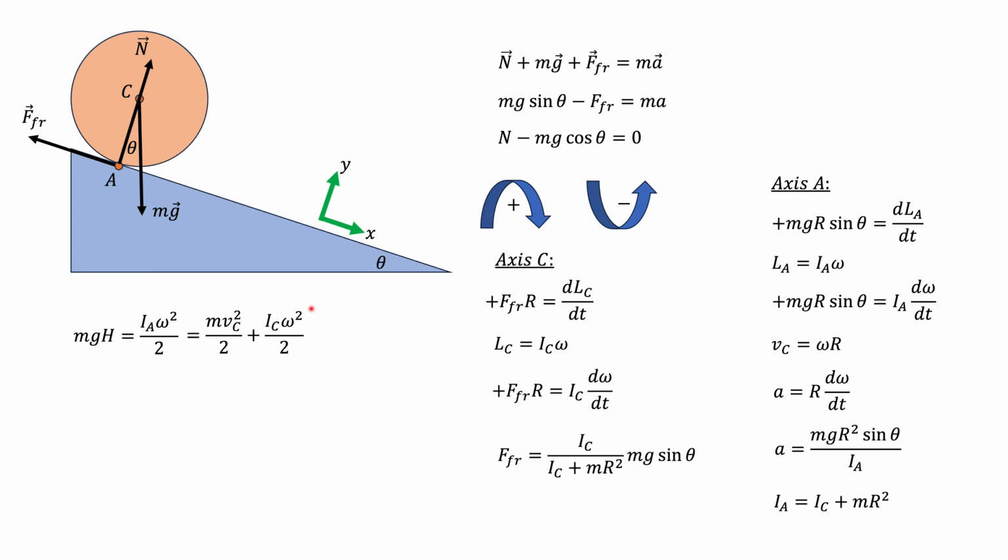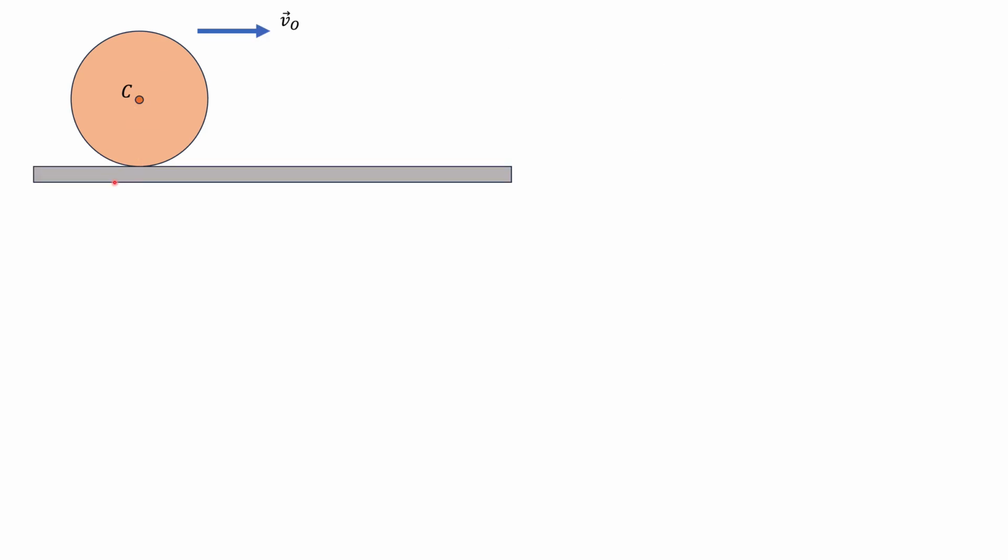When we have a static friction force, we find that force is applied to the point which is not moving. And therefore, this friction force, or static friction force, does not do any work. And as a result, we can use conservation of total mechanical energy. Now let's look at another problem.